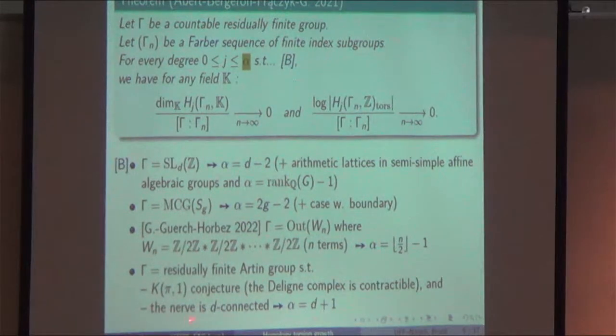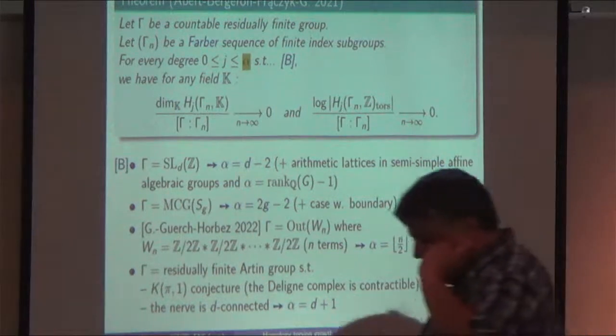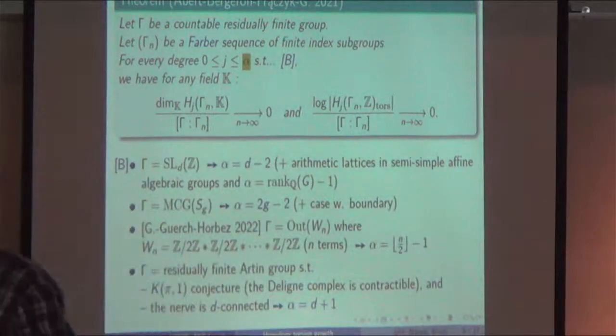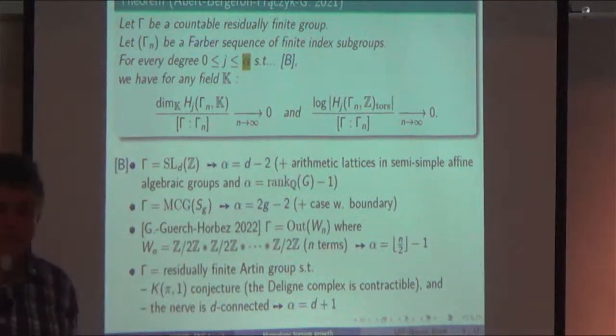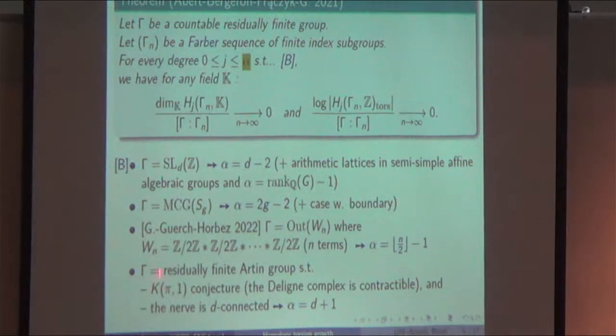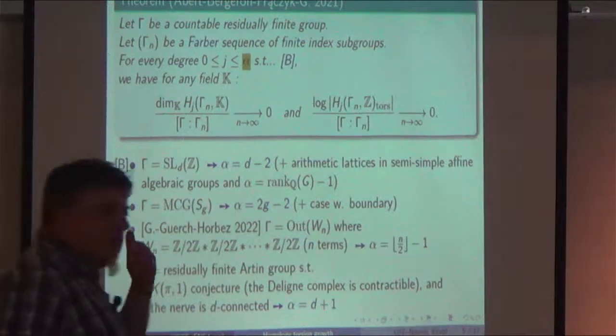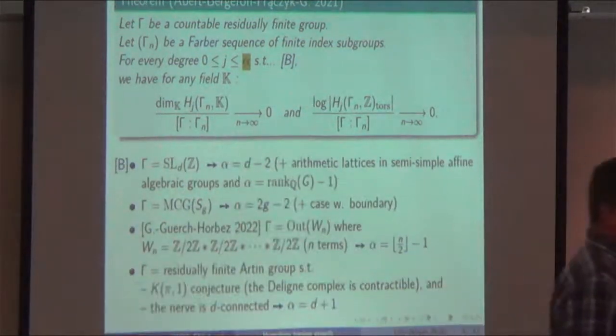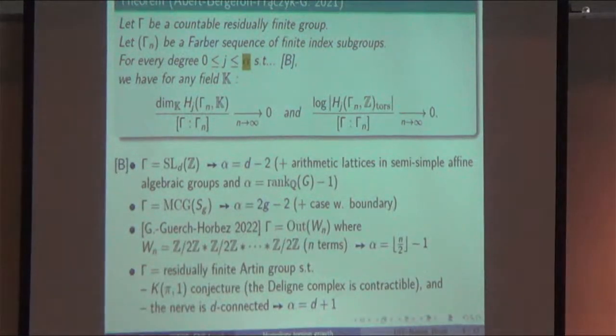And you may know that an Artin group is built out of a nerve, so it's a compact space, and you want this compact space to be disconnected. Then alpha equals D plus 1, sorry. If you are less interested in Artin groups, don't worry. So I hope that among these groups, one of them could attract your interest. Okay.